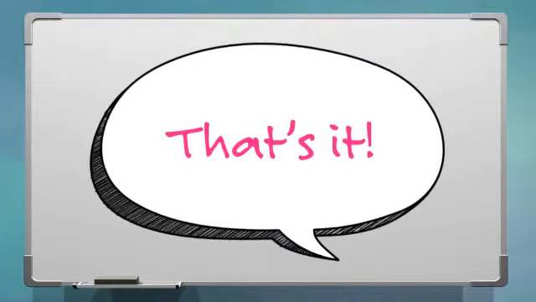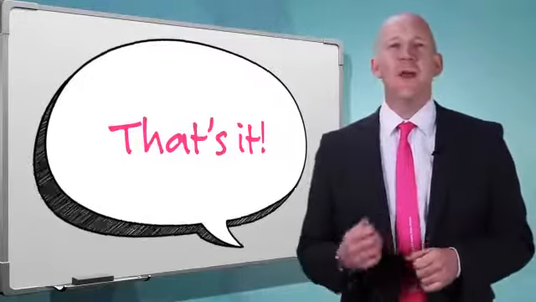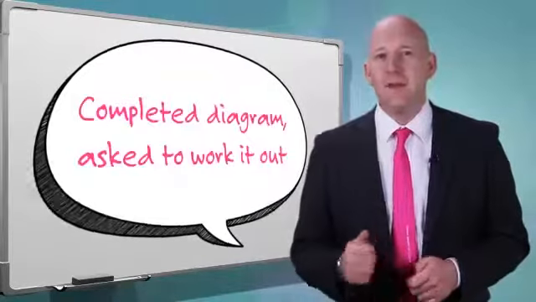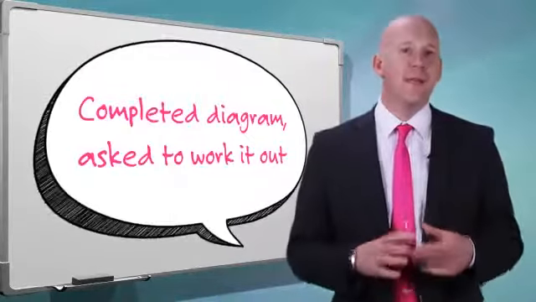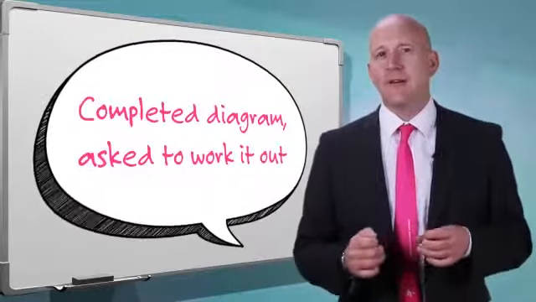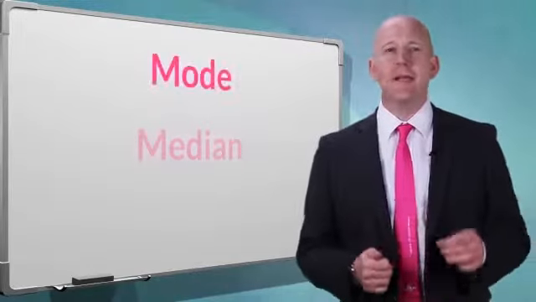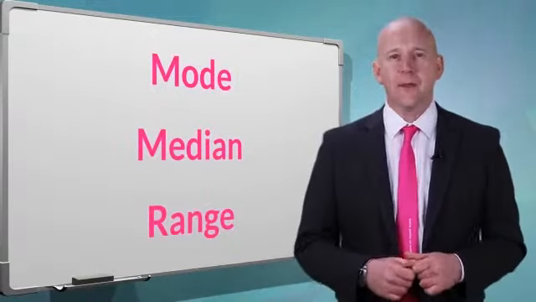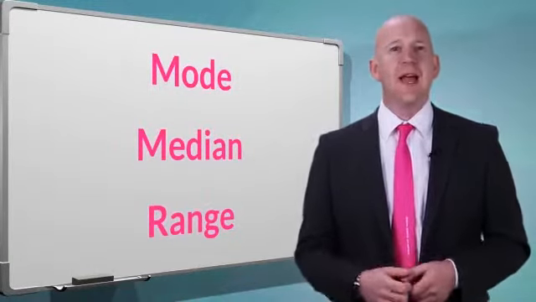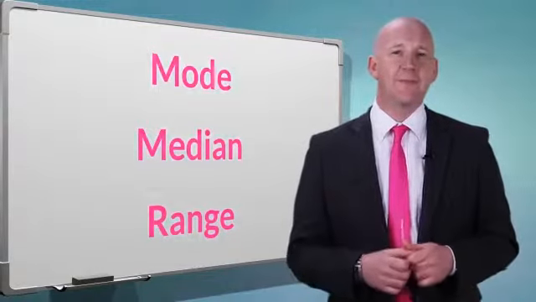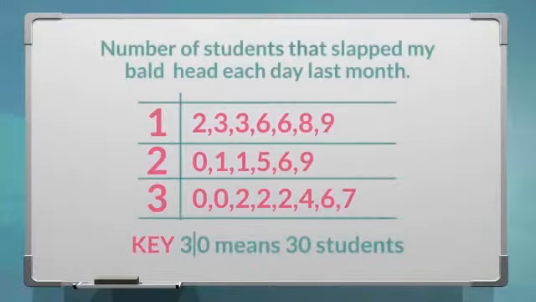So that's how to draw your own stem and leaf diagram. Now sometimes you may be given a completed stem and leaf diagram and be asked to work out some things. Stem and leaf diagrams are useful as it makes it easy to work out things like modes, medians and the range. If you have forgotten what these mean, have a look at our video on averages. Here is a completed diagram and some questions.